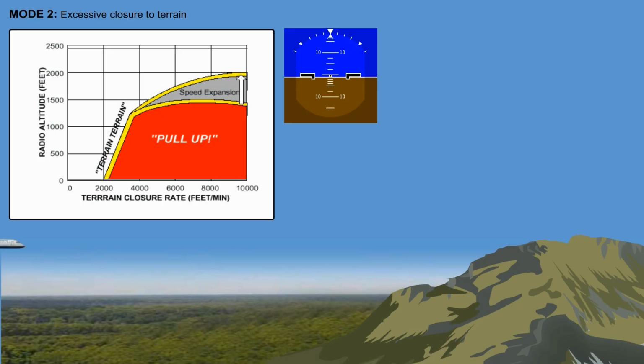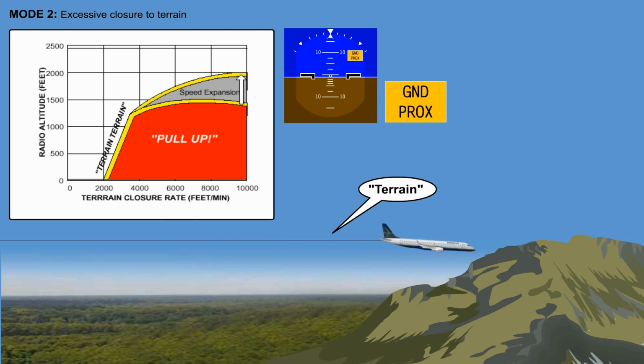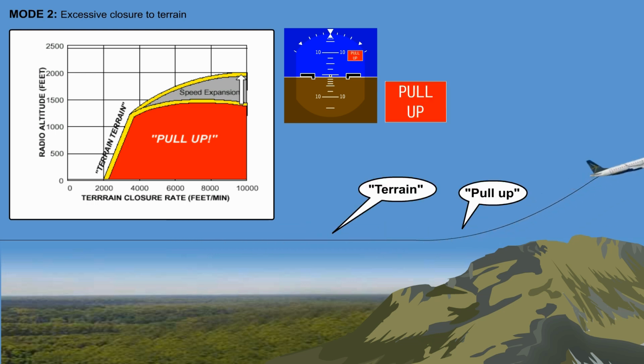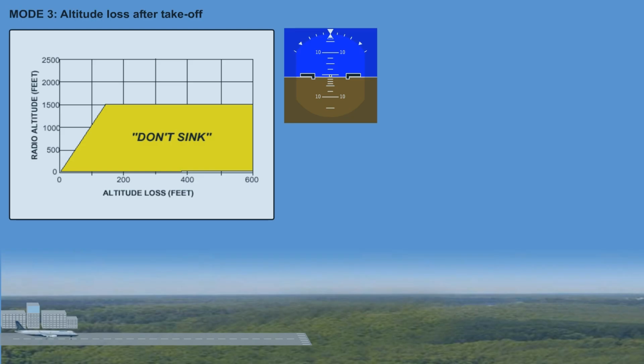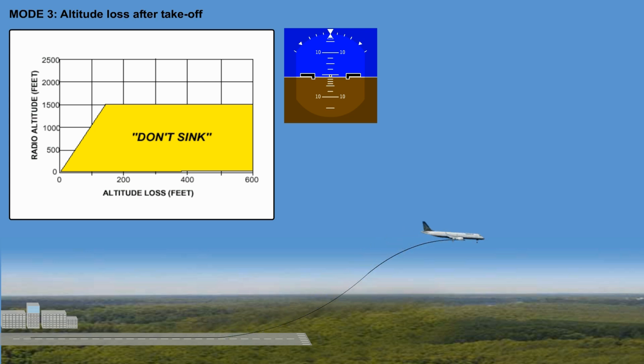Mode 2. The excessive closure to terrain. Terrain, pull up. Mode 3. The altitude loss after takeoff. Don't sink.